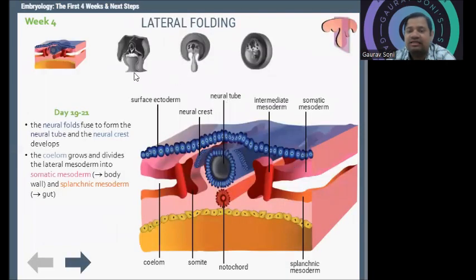Now, what are the stages of lateral folding? The neural folds fuse to form a neural tube and the neural crest develops. This we have also seen in the previous video, last diagram. The coelom grows and divides the lateral mesoderm into somatic mesoderm, that is body wall formation, and splanchnic mesoderm, that is going to the organs or gut specifically. You can see the diagram. There is surface ectoderm, there is neural tube, neural crest, notochord below the neural tube. Then you can see there is coelom, somites, paraxial mesoderm, then somatic mesoderm and intermediate mesoderm.